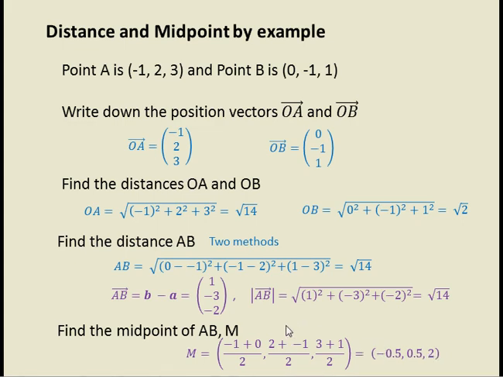There is a second method you can use using position vectors, or vector geometry actually. Saying the midpoint M, you can find its position vector OM by going OA plus half of AB, and you'll get the same answer. You can do that yourself and check it and see if it works.